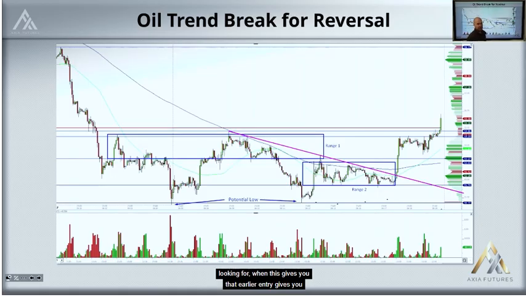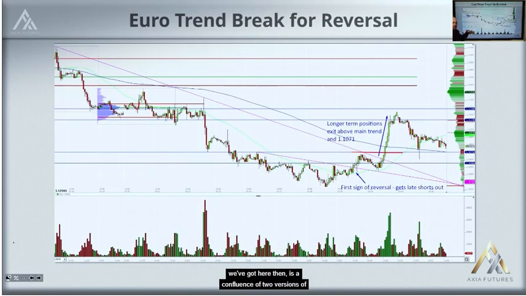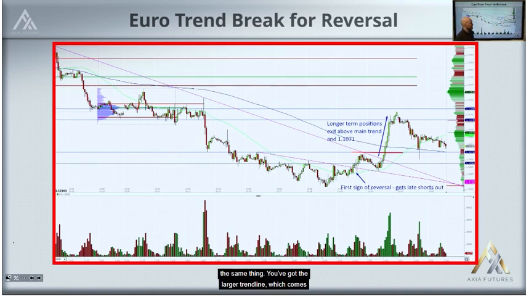Gives you that earlier entry, gives you that opportunity to be in the move by the time you reach the point where the market could well change direction. What we've got here then is a confluence of two versions of the same thing. You've got the larger trend line, which comes all the way from over here.